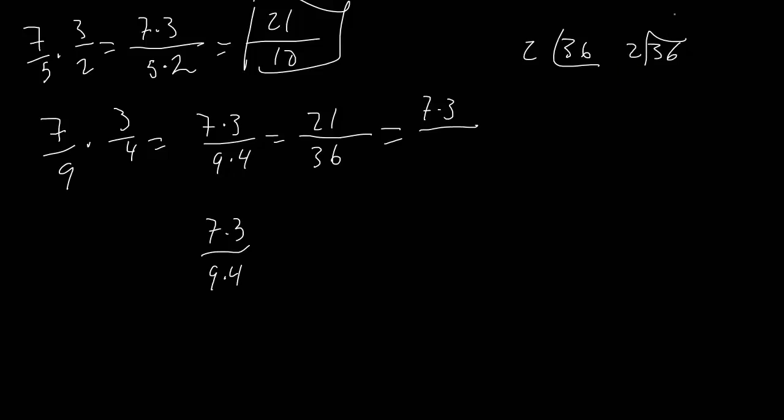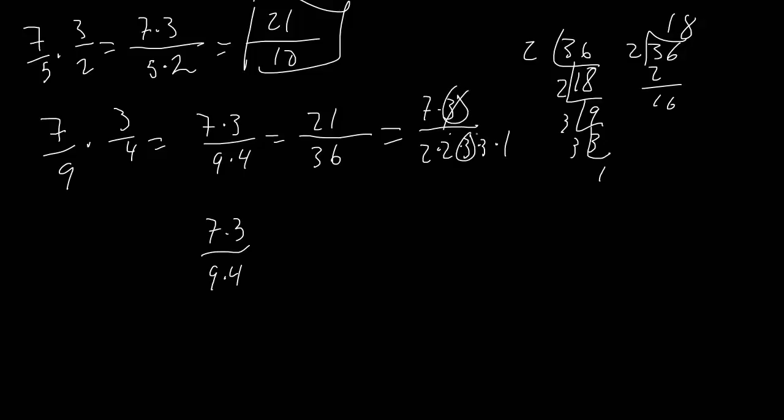Right here is a 2, 1, 2, 1, 16, 18. So 18 right here, 2, 9, 3, 3, 3, 1. See how quickly these things get made? So it's going to be 2 times 2 times 3 times 3 times 1. This 3 cancels that 3. And we're left with 7 over 2 times 2 times 3 times 1. So that's going to be 7 over 2 times 2 is 4 times 3 times 1. So it's going to be 7 over 12.